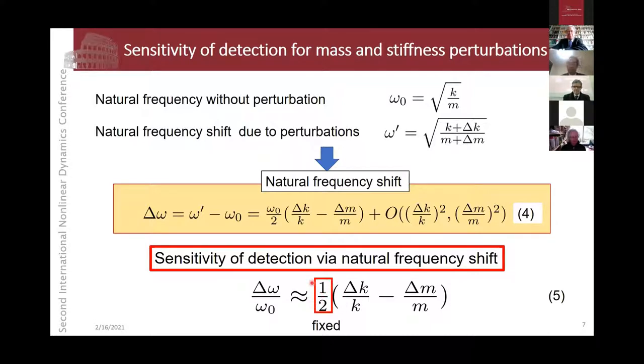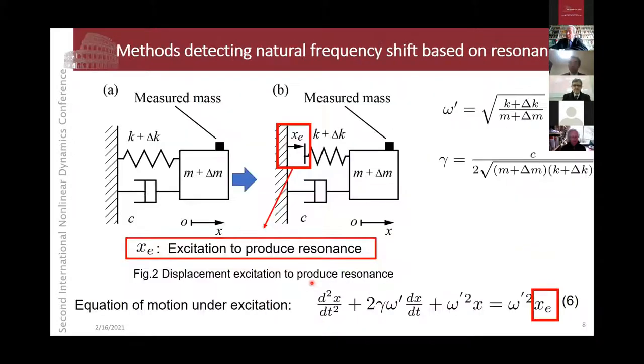Next, we consider the methods to detect the frequency shift. In general, we produce the resonance to detect the natural frequency and the natural frequency shift of the resonator. To this end, we apply the displacement excitation, XE, as in figure two, then the equation of motion is expressed as equation six, where omega prime is the natural frequency of the resonator with the perturbation of the mass or stiffness, and gamma is the damping ratio.